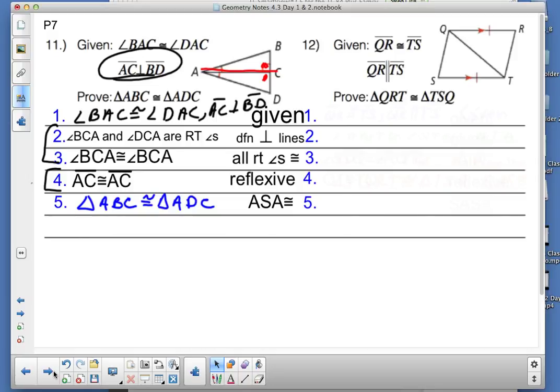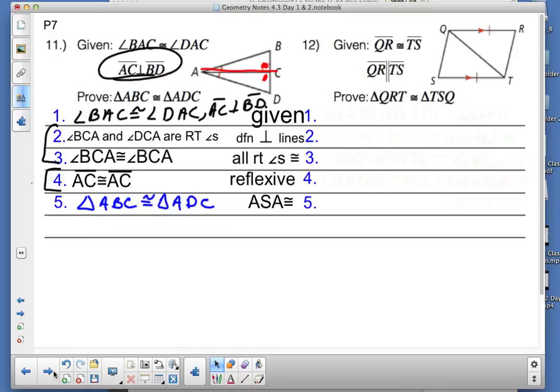Now, when I'm looking at this, I've got segment QR congruent to segment TS. That's fantastic. It's congruent. But now I'm looking at QRTS. Hey, you know something? They're parallel. Holy cats, I've got alternate interiors. And QT, I got reflexive. So then I've got side angle side.